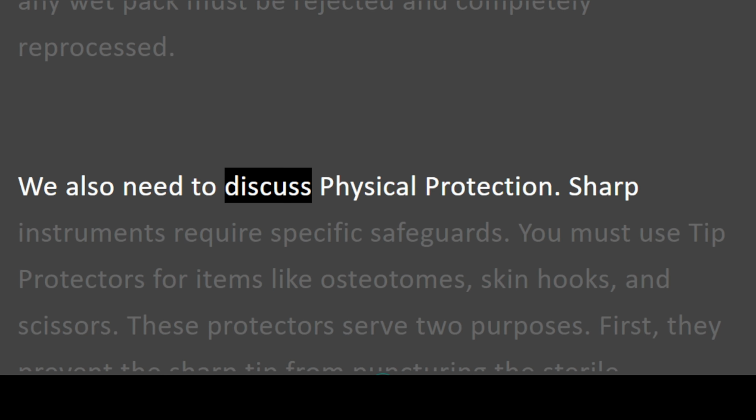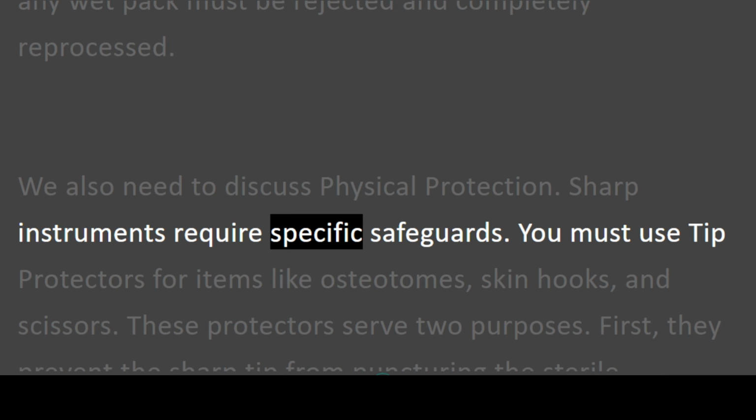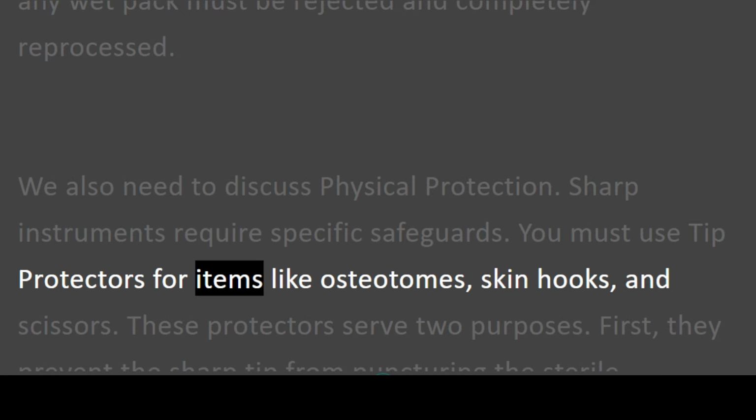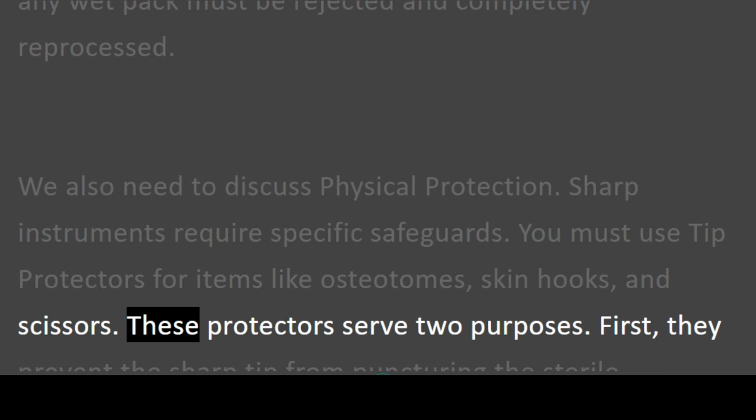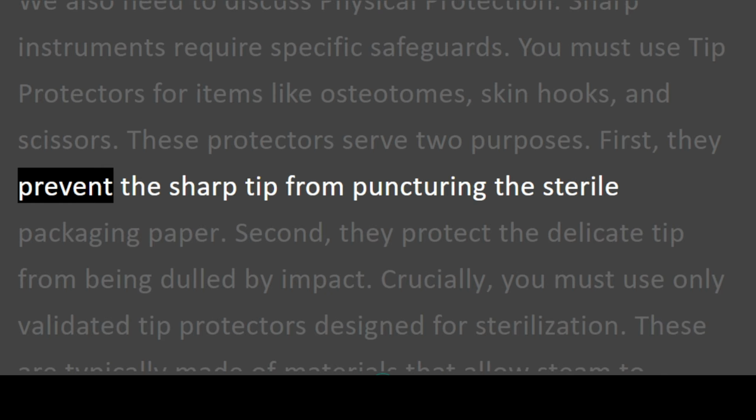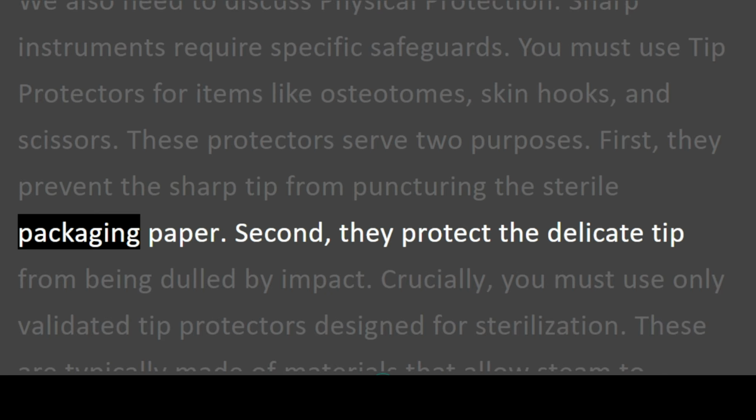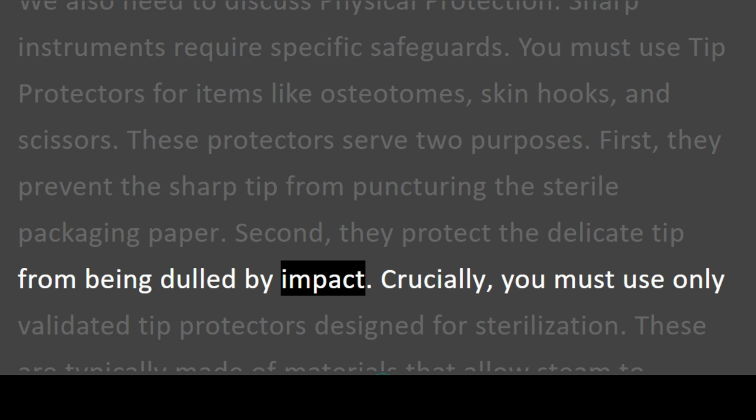We also need to discuss physical protection. Sharp instruments require specific safeguards. You must use tip protectors for items like osteotomes, skin hooks, and scissors. These protectors serve two purposes. First, they prevent the sharp tip from puncturing the sterile packaging paper. Second, they protect the delicate tip from being dulled by impact.